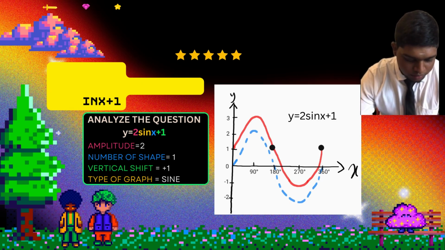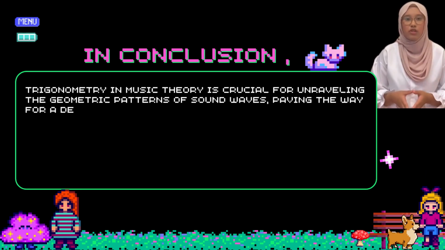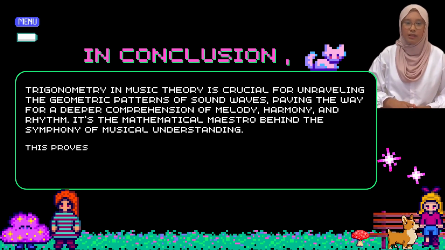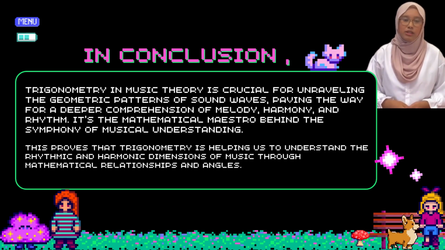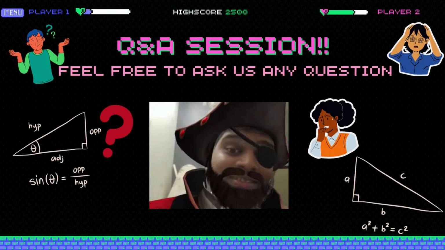Conclusion: trigonometry in music theory is crucial for unraveling the geometric patterns of sound waves. This proves that trigonometry helps us understand the rhythmic and harmonic dimensions of music through mathematical relationships and angles. So this is the end of the presentation.